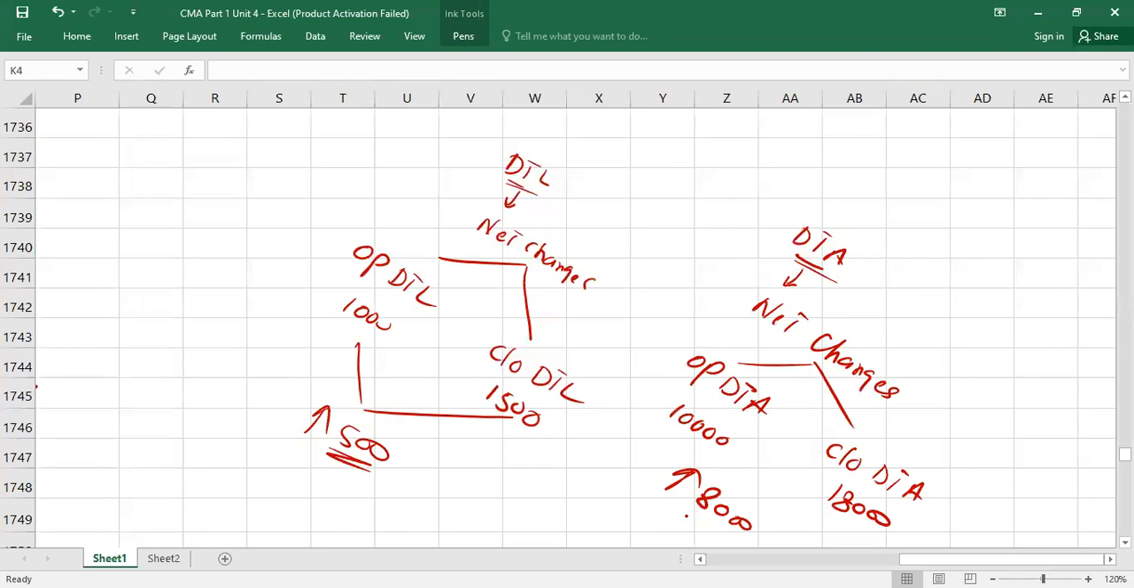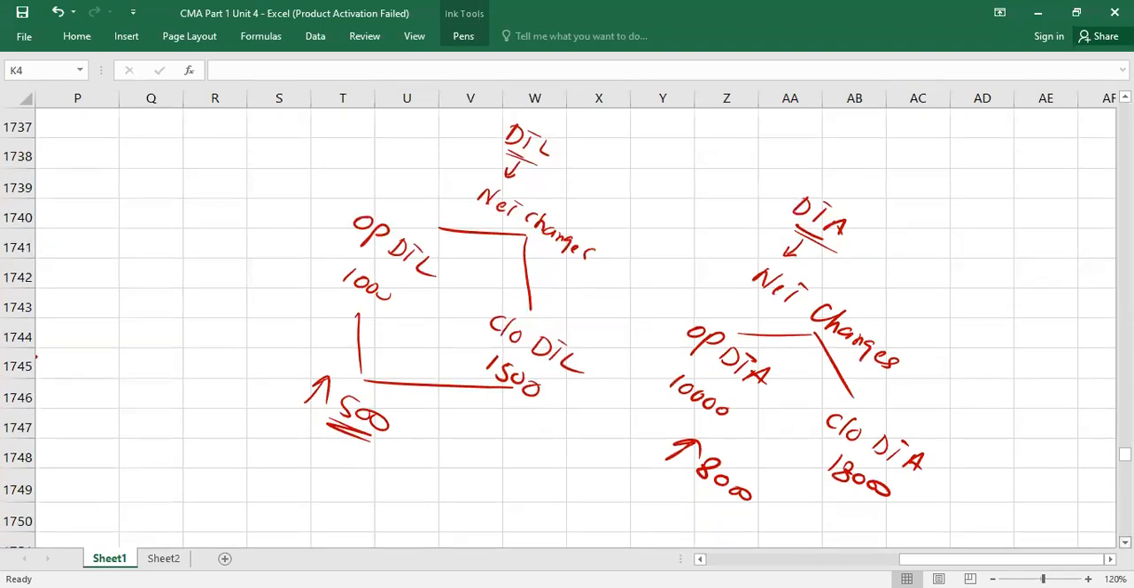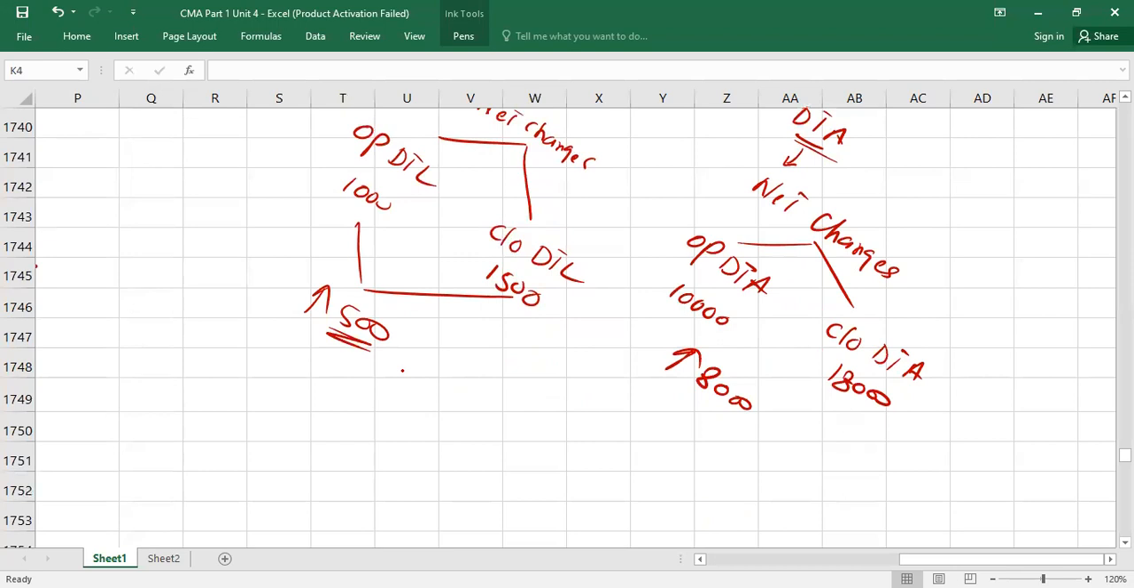I have a quick question for you, just checking your mind here. The increase in liability is 500, and the increase in asset is 8,000. Can you tell me what is the net change in deferred tax? Net change is how much?